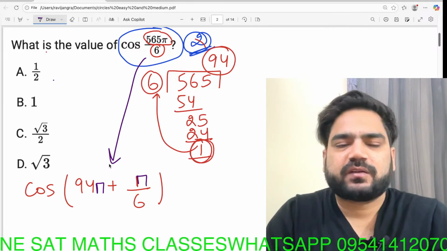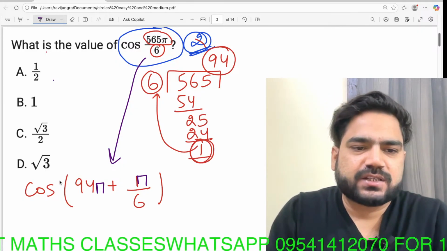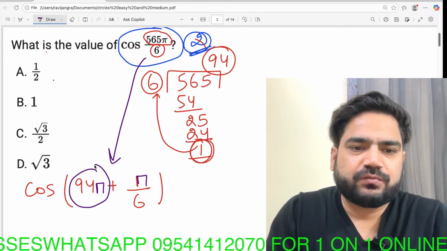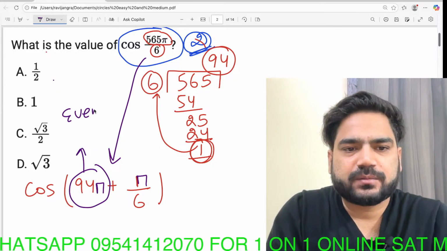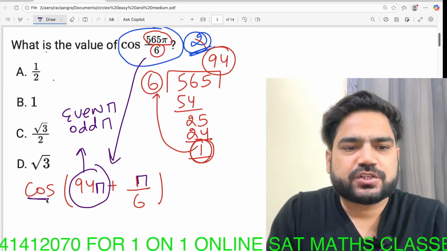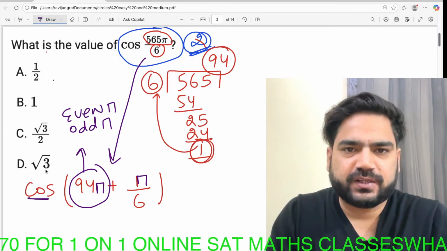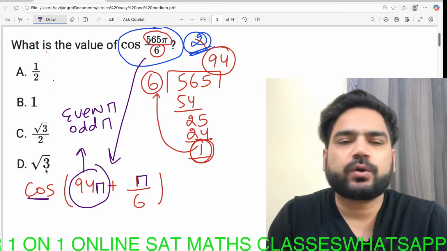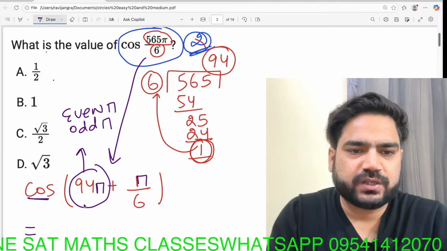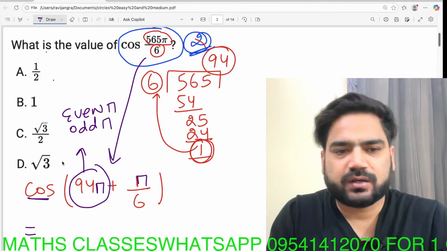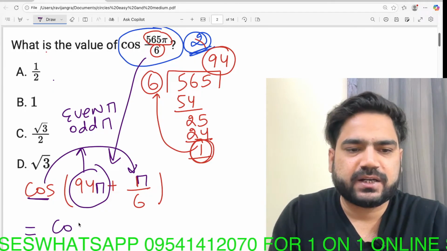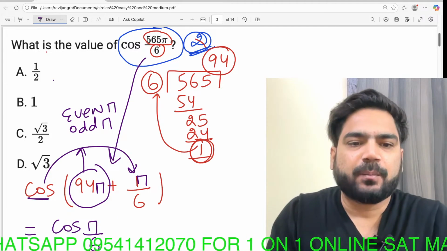Now in trigonometry, one basic thing I teach you: whenever in front of any trigonometric function we have even pi or odd pi, in both cases this trigonometric function will not change. Even if we have even pi, or if we have odd pi, the trigonometric function will not change, it will remain cos. So here we have even pi, so the function will not change, it will still be cos pi by 6. Okay, but the quadrant we have to check.